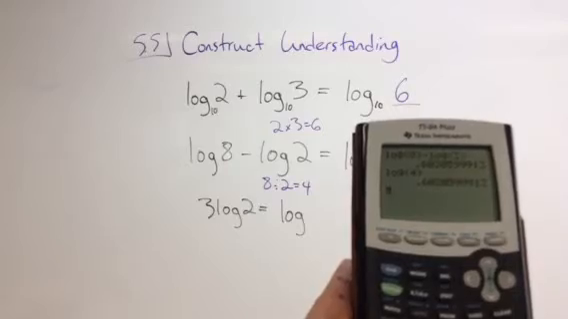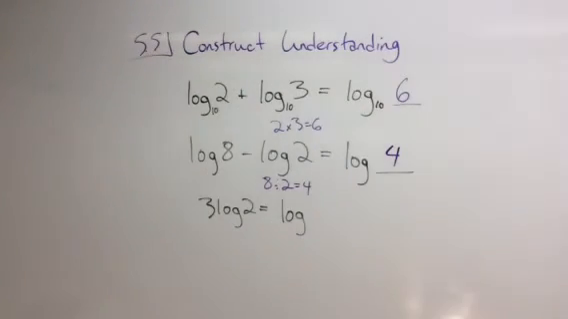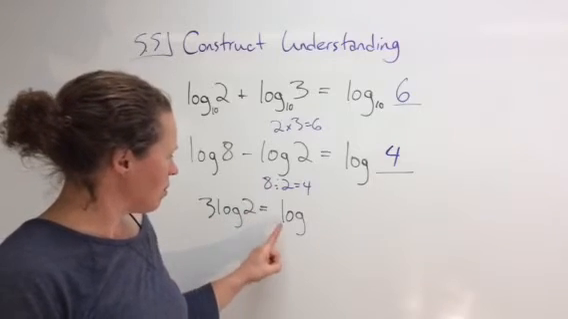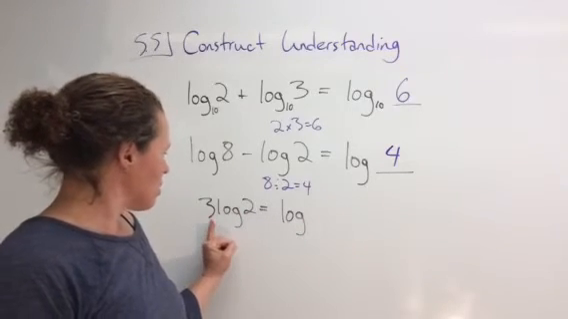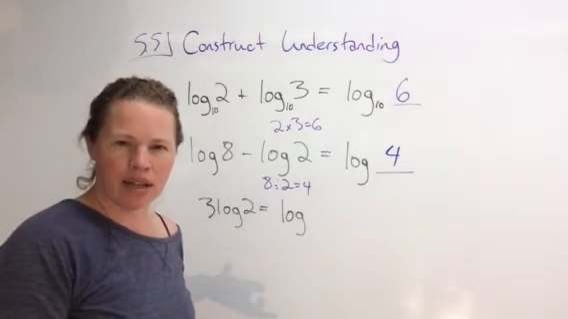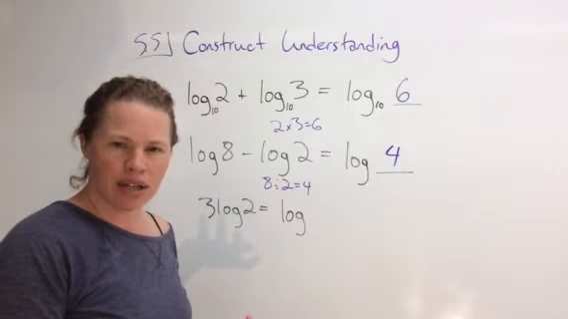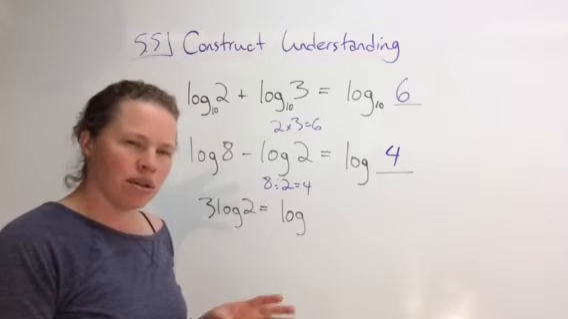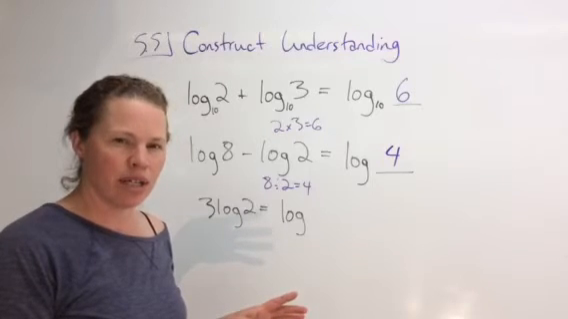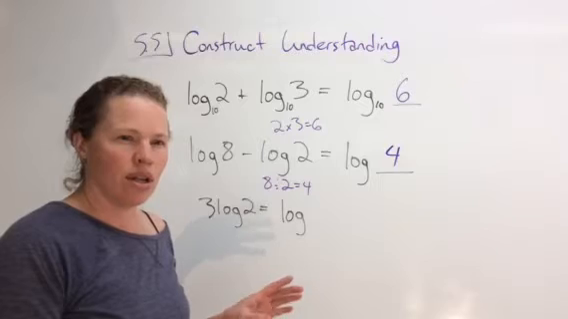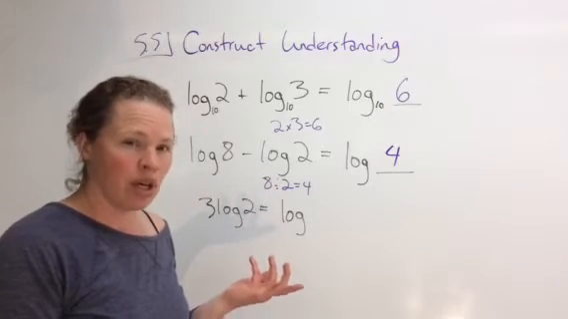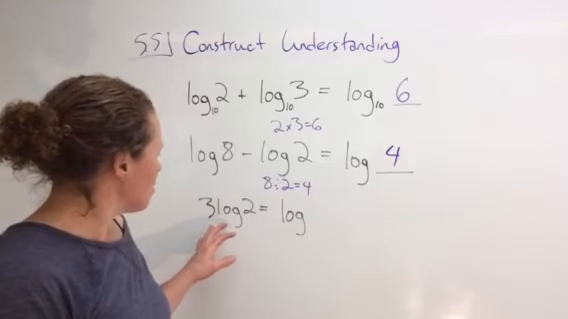Now, let's have a look at that last one. 3 log 2 equals log what? This is 3 times the log itself. So it's more complicated than adding or subtracting. I'm going to throw out there that the other rule for exponents that they reminded us of was the one where if it was raised to a power, you multiplied the exponents together. So how could we do this?